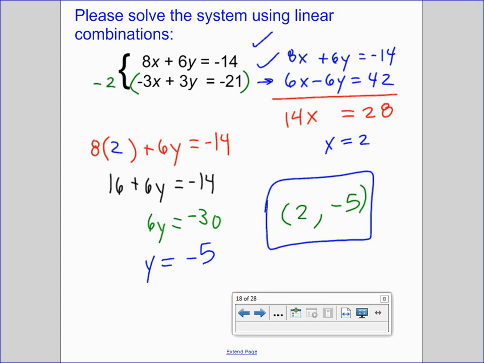I would not want to solve that system by substitution. If you had solved that by substitution, you would have to solve one of the equations for one of the variables, and they all have coefficients other than 1. That would have been a real pain. And you would have created fractions. And so I like this method much better.